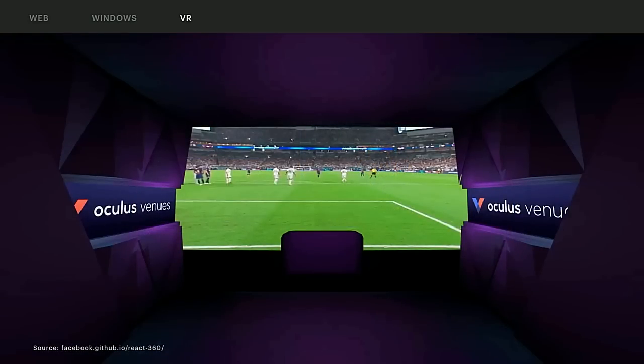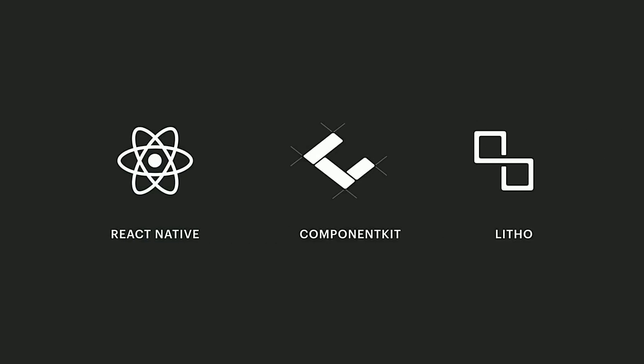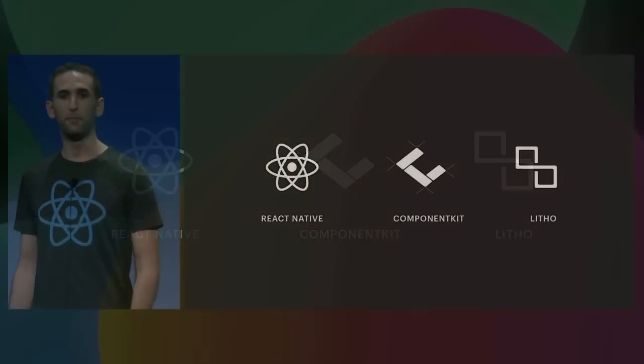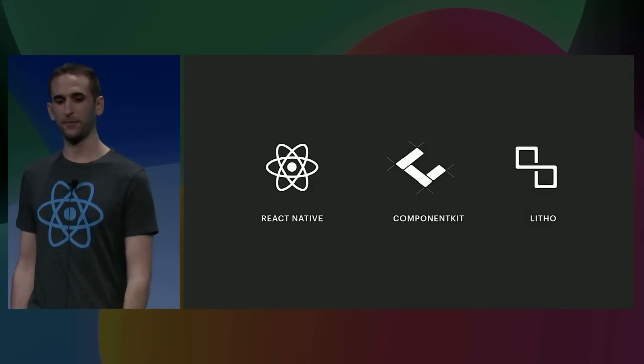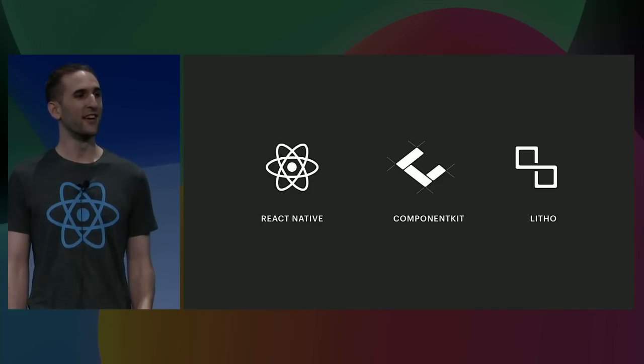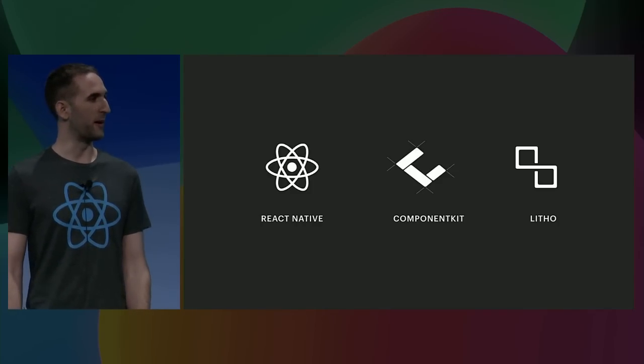And Oculus uses React Native for some of their VR apps. This is Oculus Venues, a large-scale social experience in VR written with React Native. React Native has helped many companies around the world by enabling engineers to move faster and build for multiple platforms. But at Facebook, it's only one of the technologies that we use to build our mobile apps. To talk about two of our others, ComponentKit and Litho, I'd like to welcome up Tom.